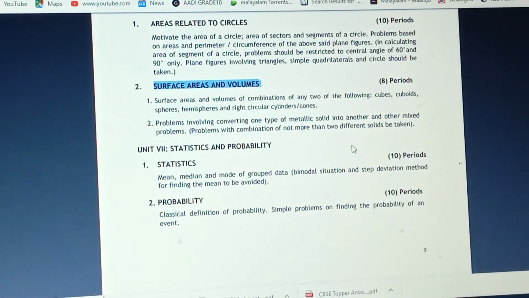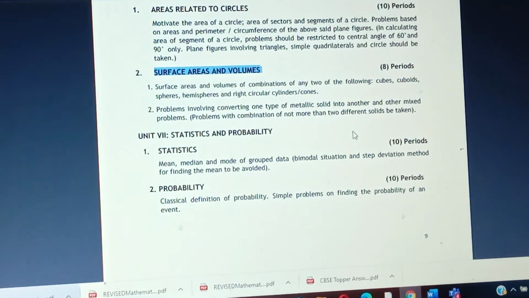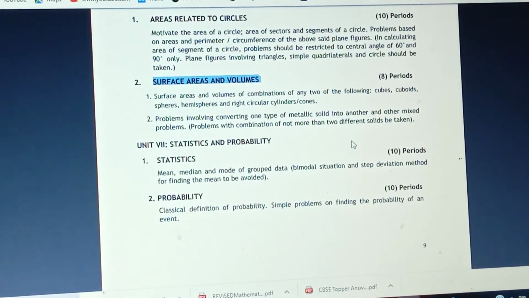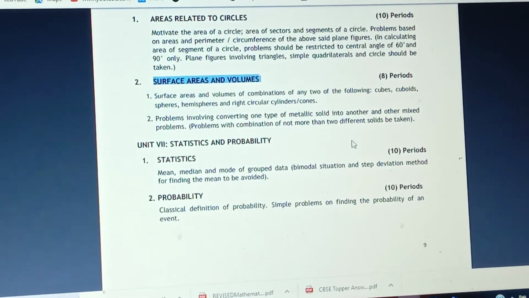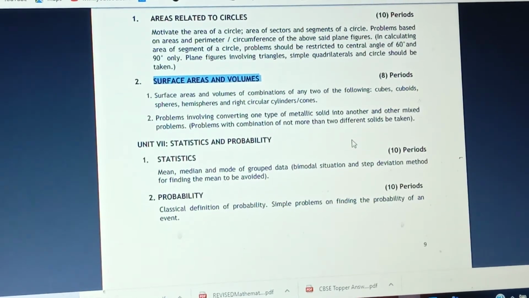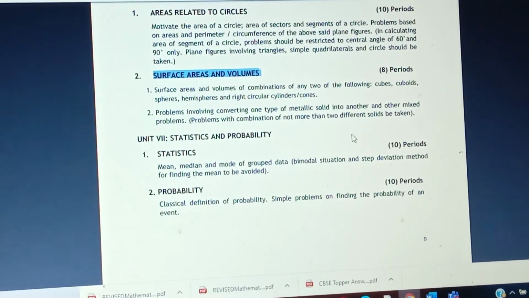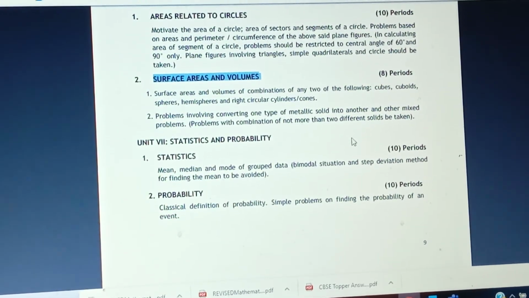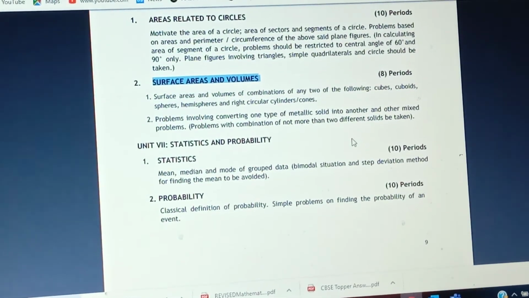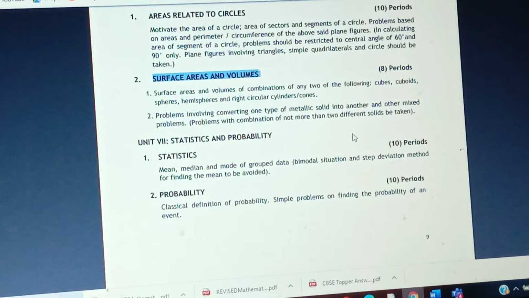That is one thing. And after that, to find the mean, there were 3 methods: your direct method, step deviation method, and shortcut method, right? So this year, your step deviation method is not going to come. The step deviation method was a little tricky.